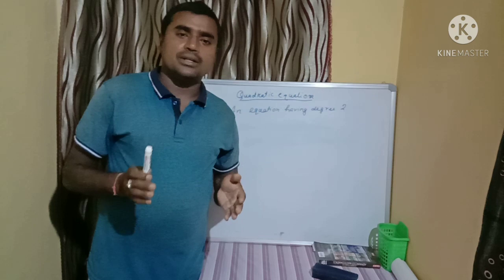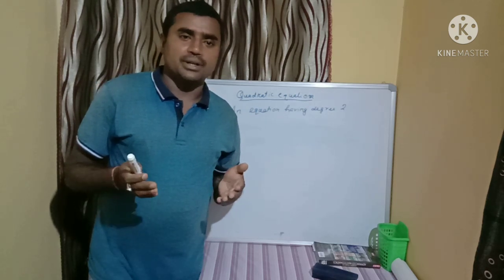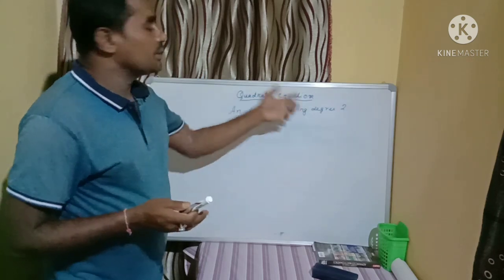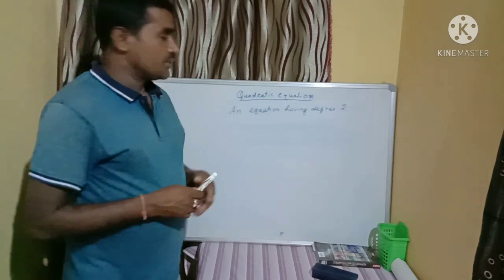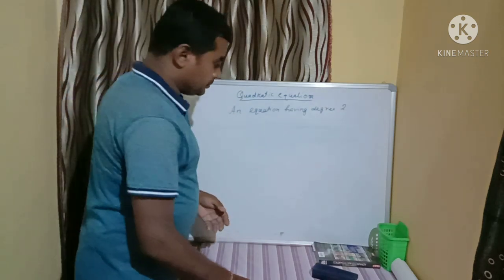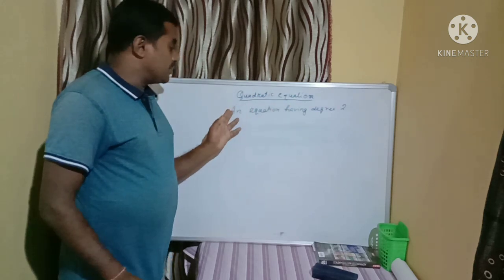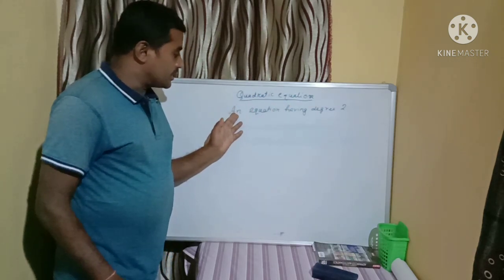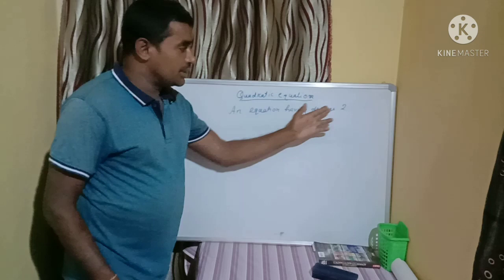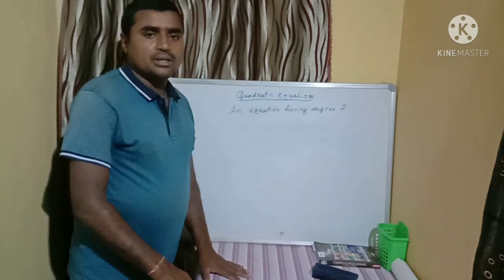Today I would like to discuss one of the wonderful topics of mathematics, that is quadratic equation. So how can we define a quadratic equation? We can define a quadratic equation like this: an equation having degree 2 is called a quadratic equation.